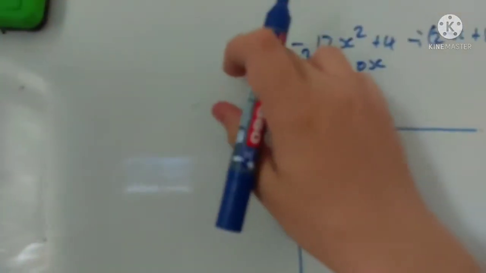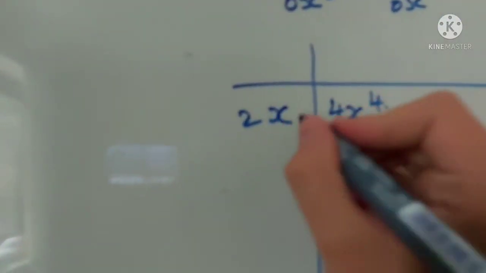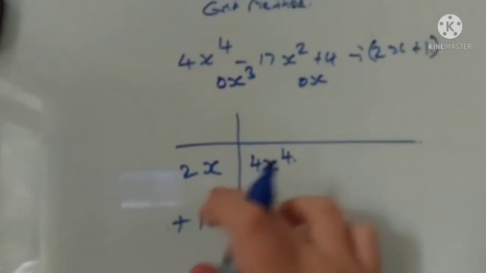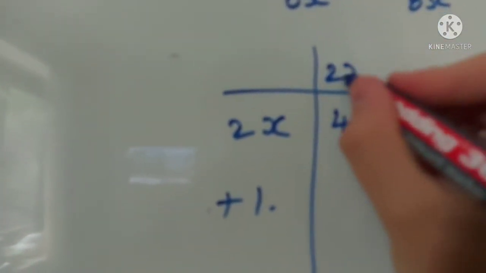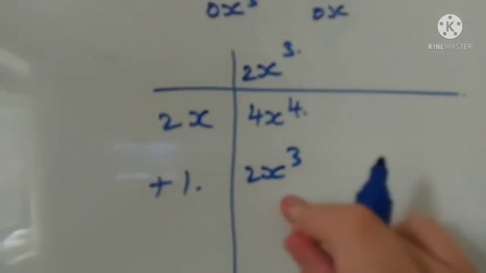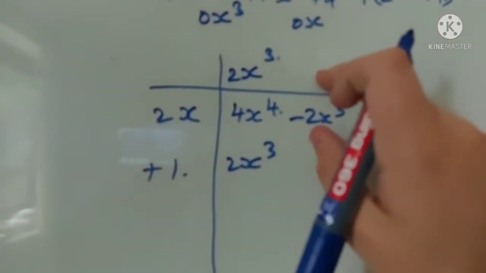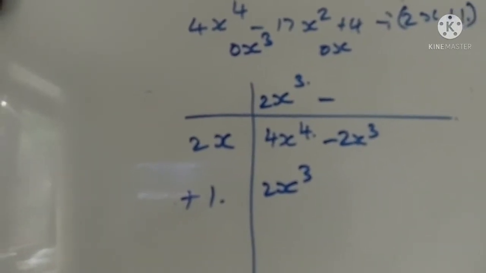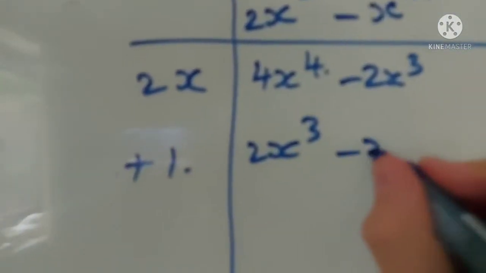Very basic. So I want 4x to the 4, and I'm dividing by 2x plus 1. So I want 2x into 4x to the 4. Well, what do I need to multiply here? I need to multiply by 2x cubed. 2x cubed times the 1 will get me 2x cubed. However, I don't want 2x cubed, I want 0x cubed, so I need to take away that 2x cubed. So that means what must be up here must be a minus x squared. Do we agree? Because those will combine to get my minus 2x cubed.